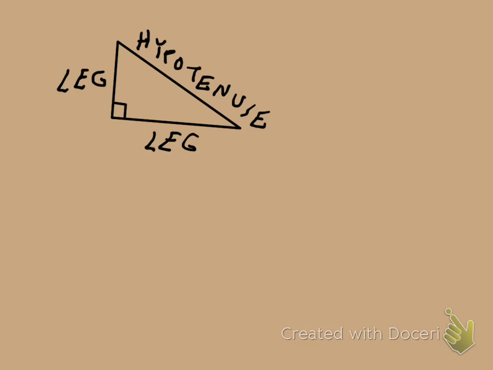These are the parts of a right triangle. Now we use letters on a right triangle, namely A and B are letters that are used to identify the legs, and C is the hypotenuse. And so we have one definition to share with you for this particular concept, and that is the definition of the Pythagorean theorem.